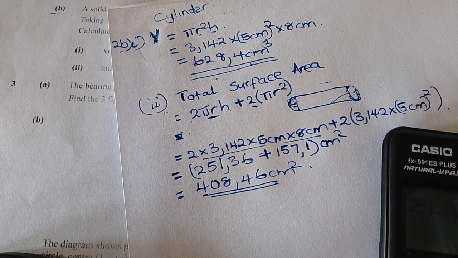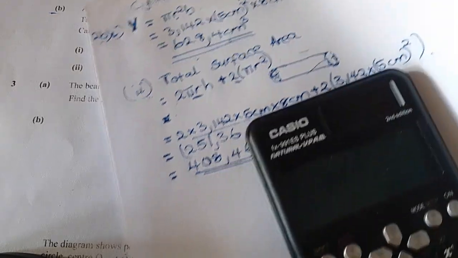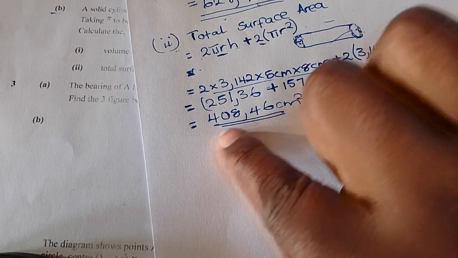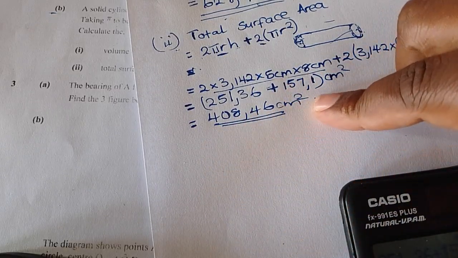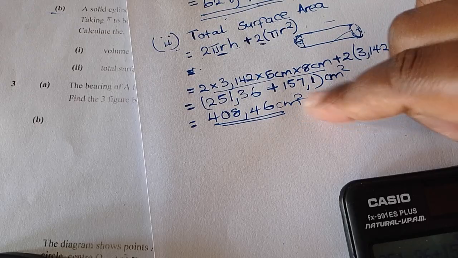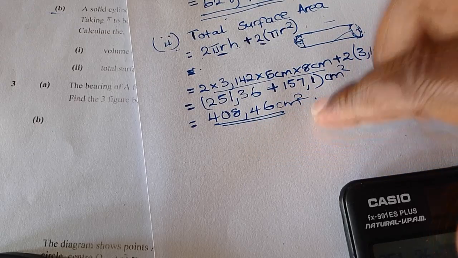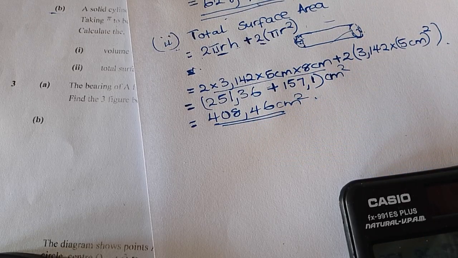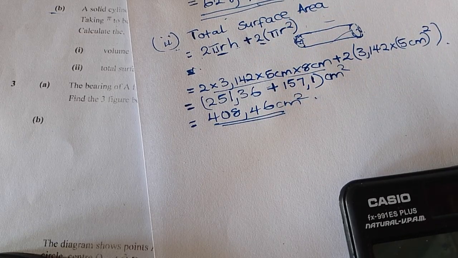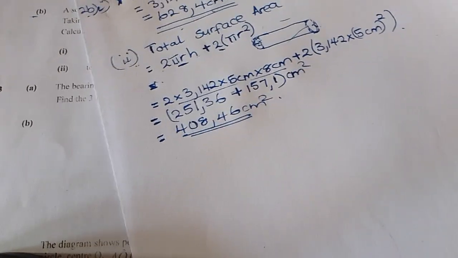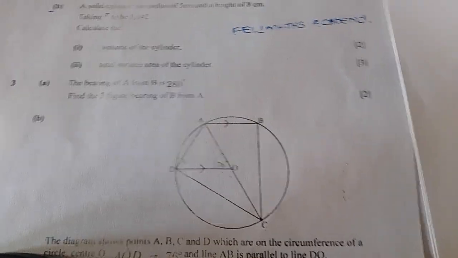If you are not sure about the units, please leave out the units, because you lose marks for writing the wrong units. If the units for total surface area are square centimeters and you put centimeters, you will lose the answer mark. So if you are not sure about the units, I advise you to leave them out. Right, then number 3.